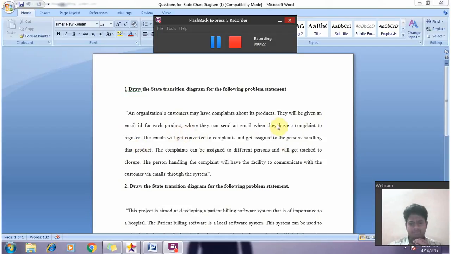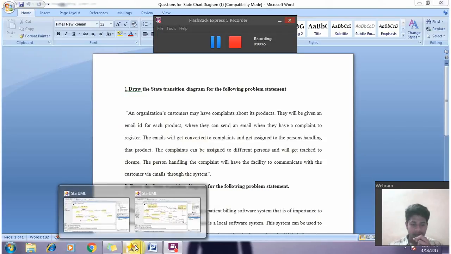Then they have a complaint to register. The email will be converted to a complaint and assigned to the person handling the product, and the complaint may be assigned to a different person, and it will get tracked to closure. The person handling the complaint will have the facility to communicate with the customer who sent the email. So let me explain the diagram.